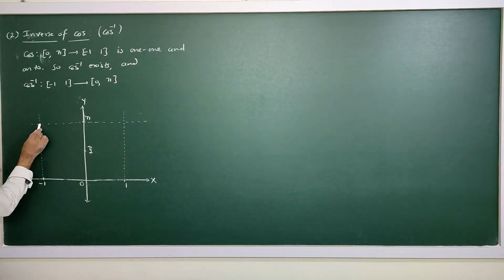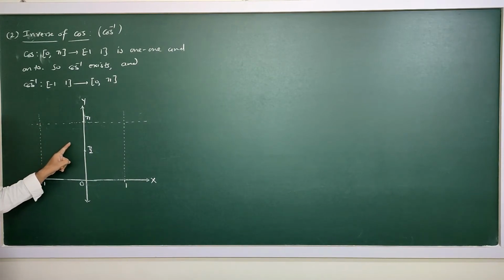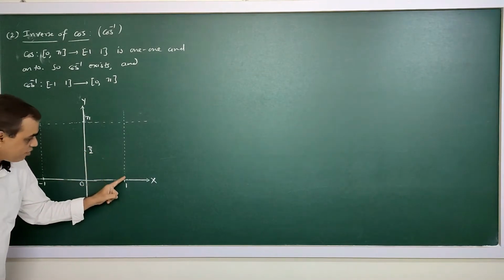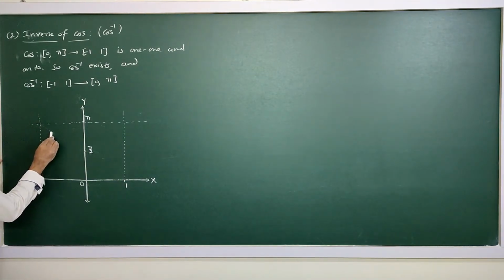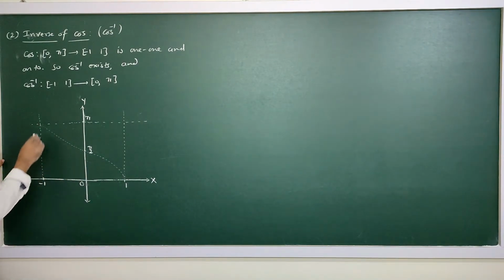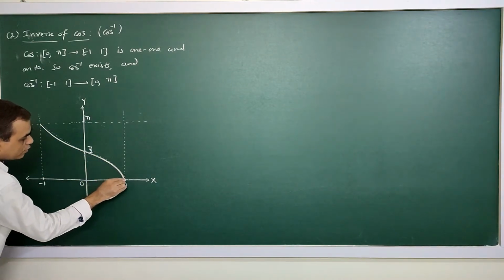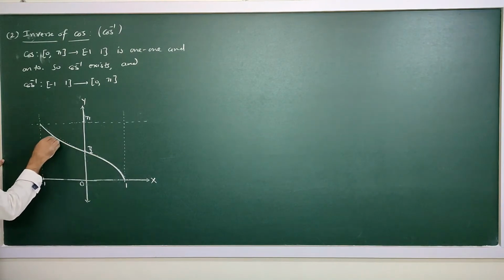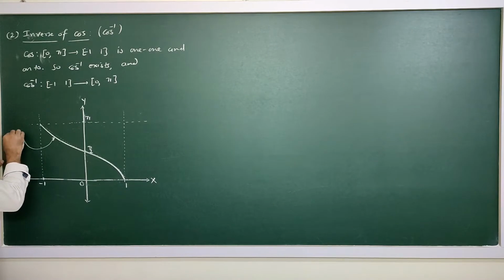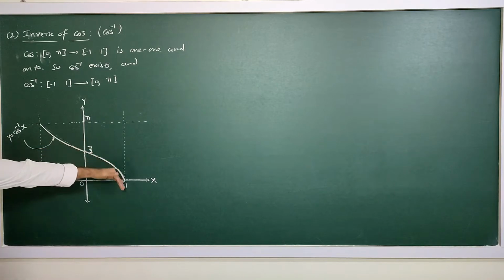So the graph will begin from this point, pass through this point, and reach this point. So something like this. So this will be the graph of y equal to cos inverse x. This is the graph of y equal to f(x). You can see that the function is lowering down, moving from left to right, the function is lowering down.